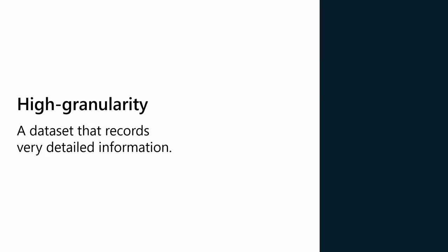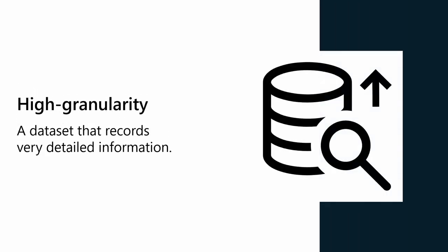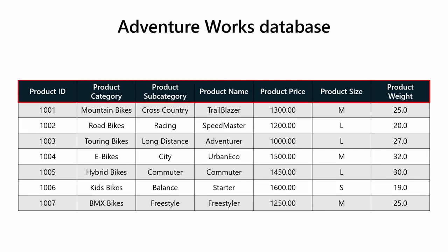High granularity data is the dataset that records very detailed information about each transaction. This level of granularity provides a comprehensive overview of each transaction, including specific attributes and metrics associated with the transaction. Let's look at an example from AdventureWorks database. For instance, in AdventureWorks data analysis, product-related data can be captured as product ID, category, subcategory, name, price, size, and weight.